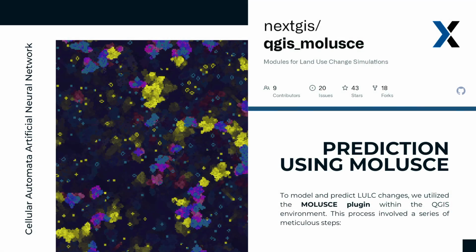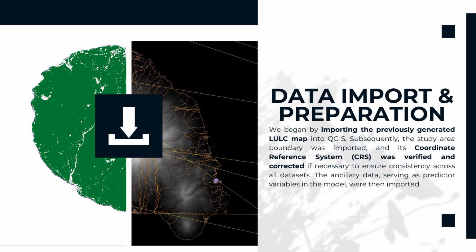To model and predict LULC changes, we utilize the MOLUSCE plugin within the QGIS environment. This process involved a series of meticulous steps. We began by importing the previously generated LULC map into QGIS. Subsequently, the study area boundary was imported, and its coordinate reference system was verified and corrected if necessary to ensure consistency across all datasets. The ancillary data, serving as predictor variables in the model, were then imported.